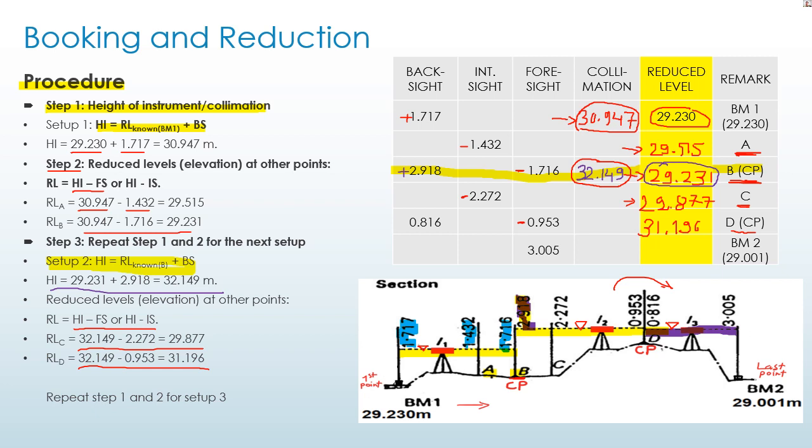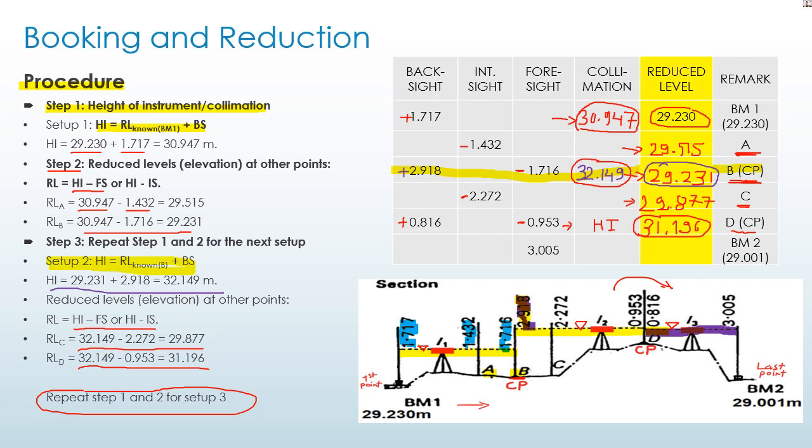You use the elevation of the known point here at point D, at that change point. You add the backside reading, so you get the height of collimation, HI. So you calculate and put those values over here. That's why I mentioned repeat steps number 1 and 2 for setup 3.